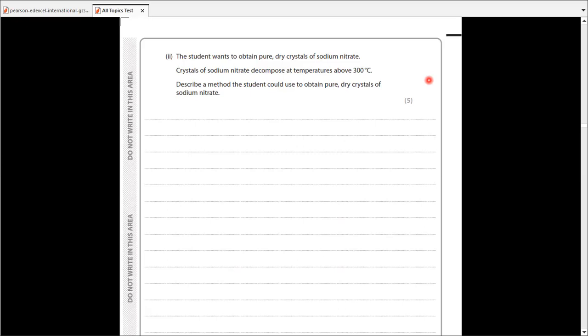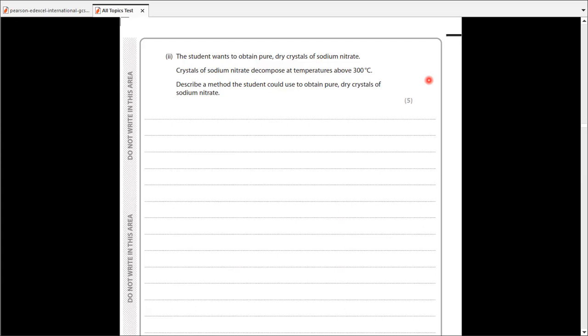Okay, so he wants to obtain the crystals. So straight away, I think he should first filter the sodium nitrate, and then after that he can heat it until, no, but it would be 300 degrees Celsius. That's too much energy. Can I heat it up to 300 degrees Celsius? No, you should keep it lower than 300.